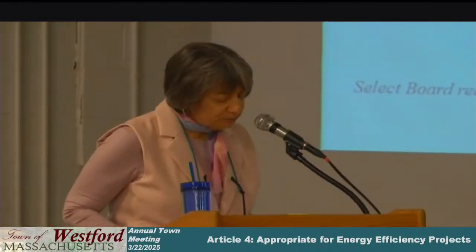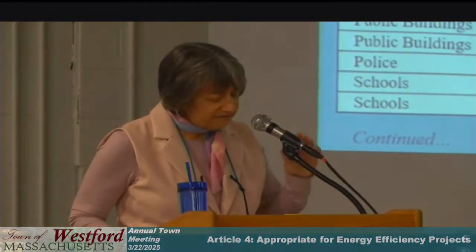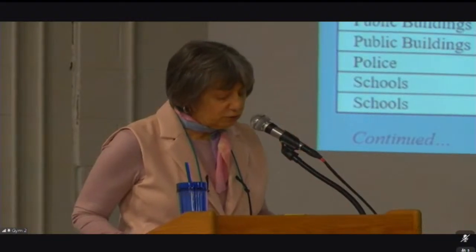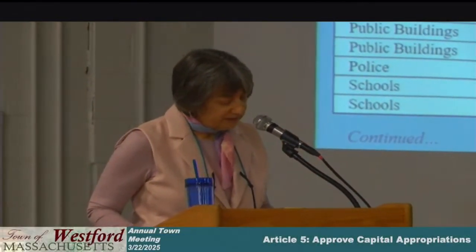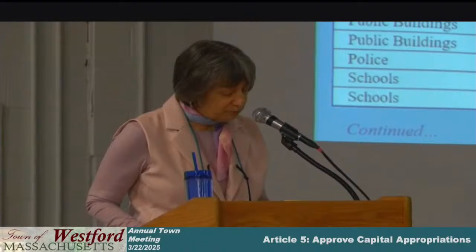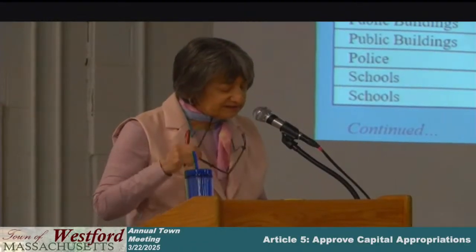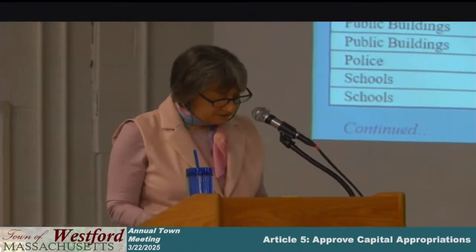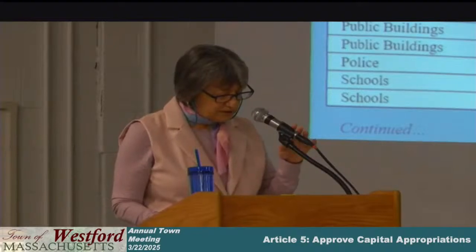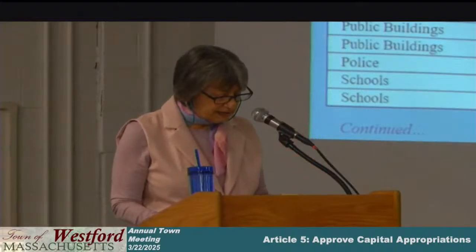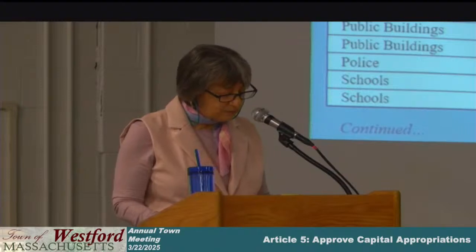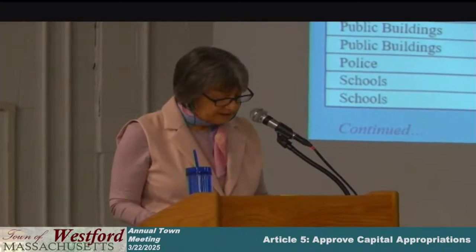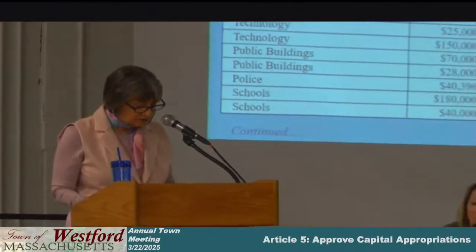Let's move on to the capital appropriations under Article 5. There are 4 motions under Article 5. The first motion under Article 5 proposes expenditures from certain existing funds, specifically free cash, water enterprise retained earnings, stormwater enterprise retained earnings, and ambulance enterprise retained earnings for particular capital requests. Is there a second to the first motion under Article 5?